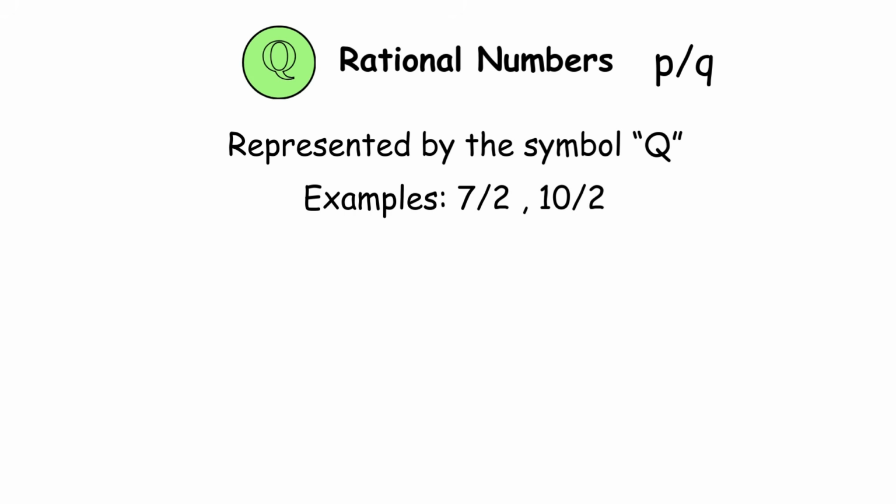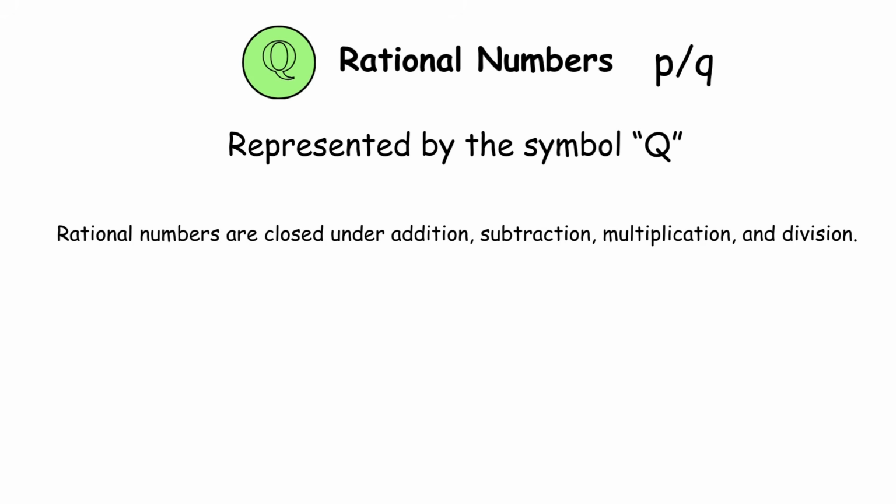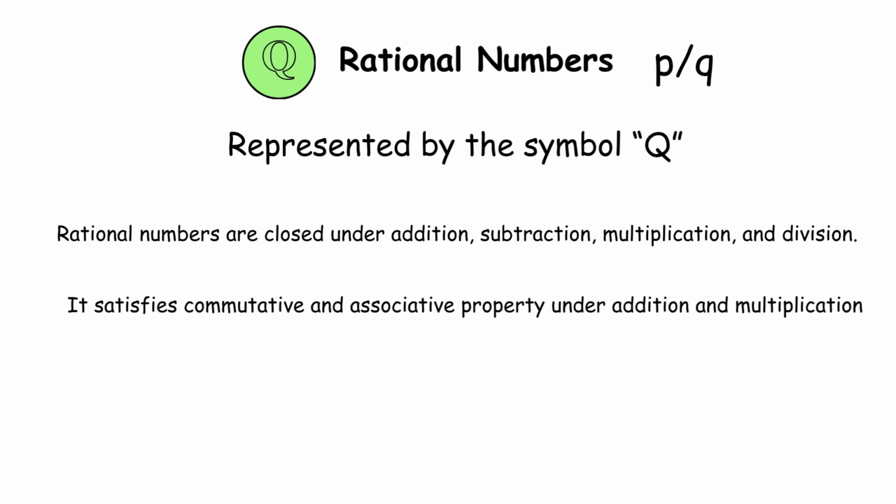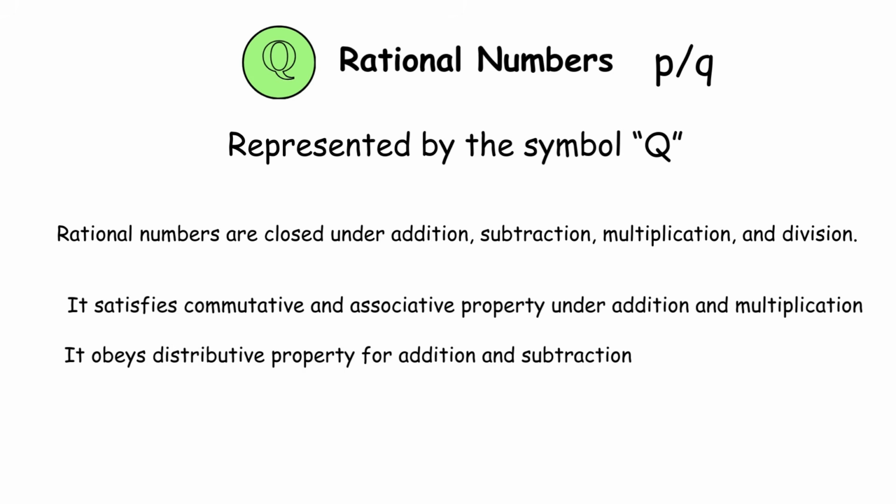Examples: 7 over 2, 10 over 2. Rational numbers are closed under addition, subtraction, multiplication, and division. They satisfy commutative and associative properties under addition and multiplication. They obey the distributive property for addition and subtraction.